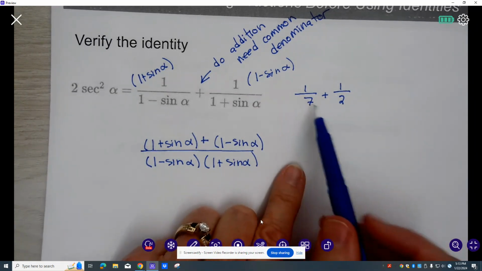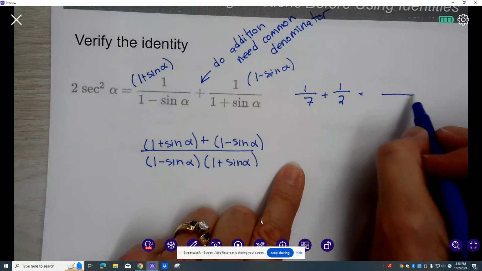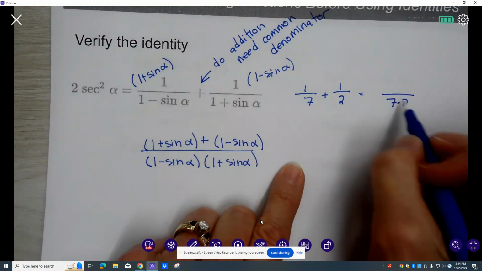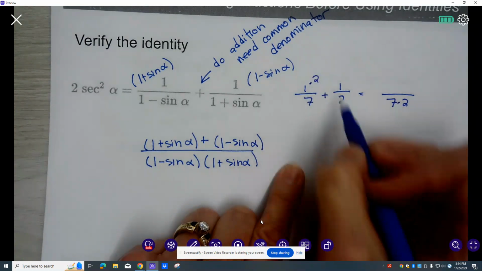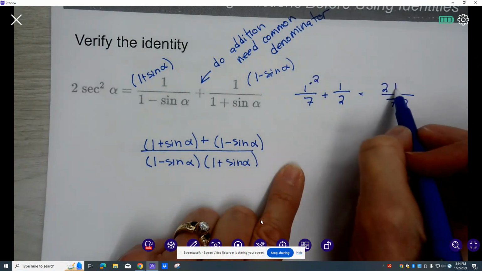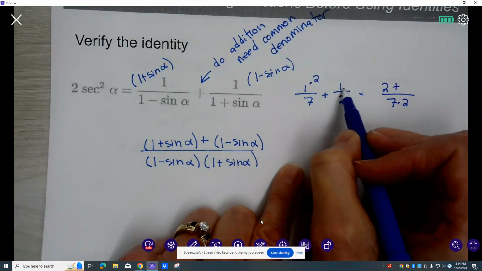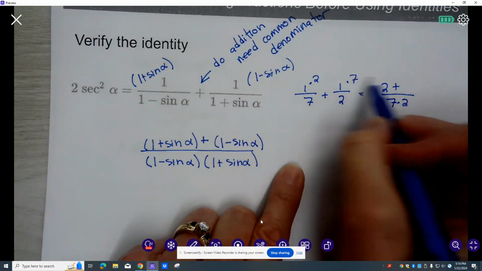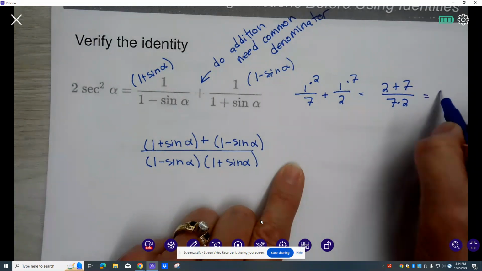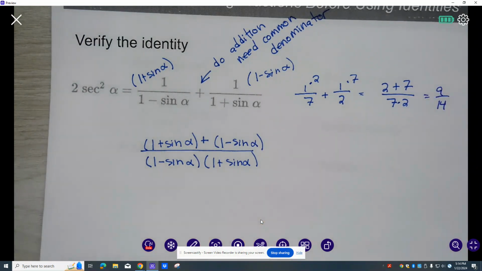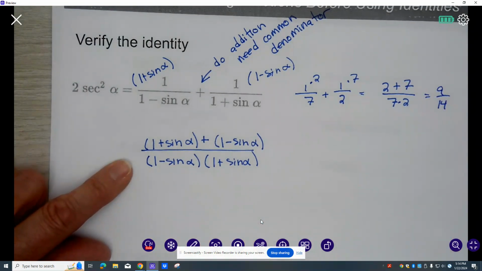Again, think of this. If my common denominator is 7 times 2, this fraction already has a 7. It needs a 2. This fraction already has the 2 on the bottom. It needs the 7. So I'd end up with 2 plus 7 over here. So, right, that would be 9 over 14. Just did the same thing here.